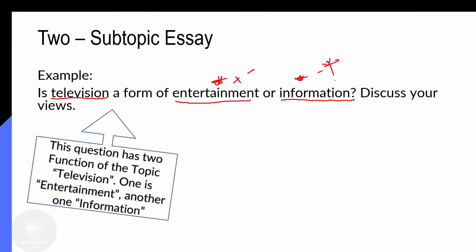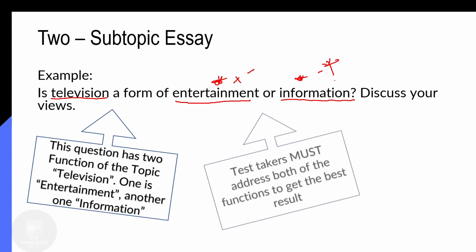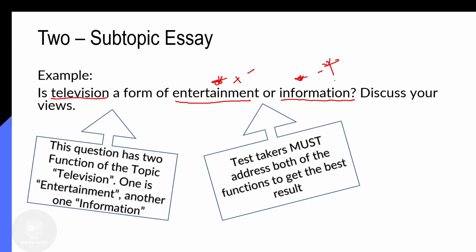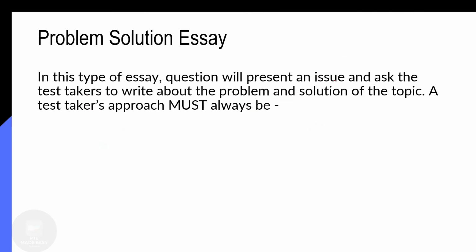Righty. As I have just mentioned, this question has two functions of the topic. Television is the topic. One is entertainment, another one is information. You must address both of the sides to get a better score. Problem solution answers are pretty straightforward. It will have a problem or reason. You have to discuss the reason or the problem, or the reason behind the problem, and then give a solution based on the problem.